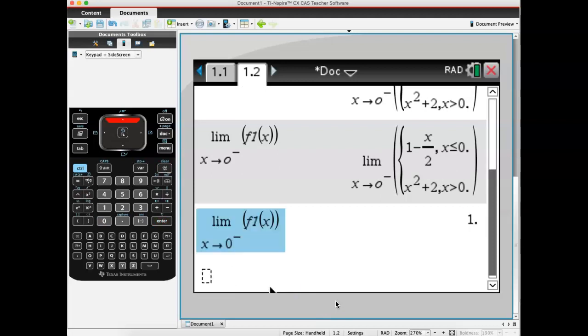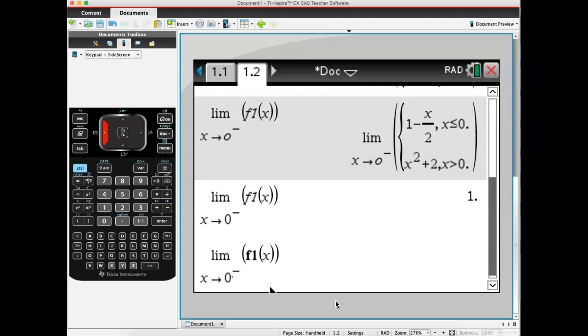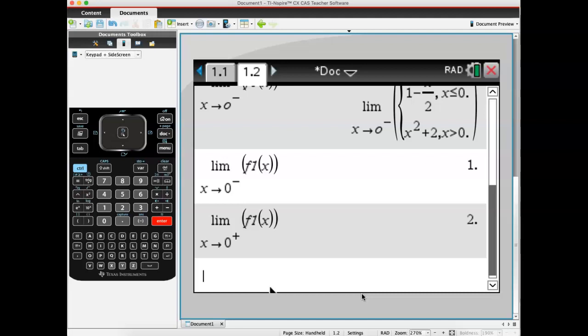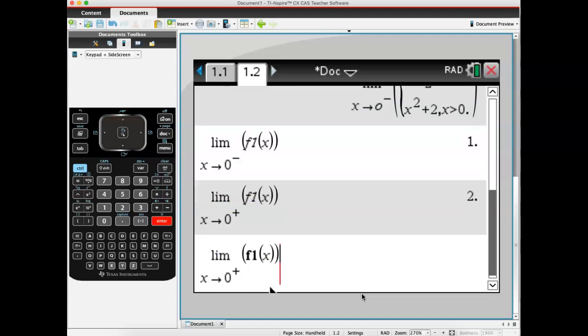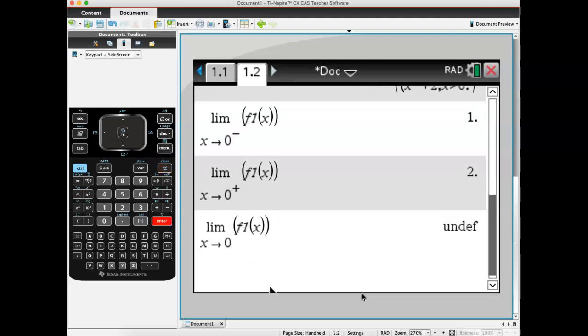Well, if I wanted to find that same limit, I can toggle up and grab it. But if I wanted the right-sided limit, I'm going to get rid of that, and I'm going to put a plus there. Okay, and then we found that limit to be 2. And if I needed to find the two-sided limit, all I would do is I would grab that same thing and I would toggle back, and I'd put no superscript in there, and I'd find the two-sided limit. We found this does not exist because the left is 1, the right is 2. Therefore, those limits do not come together. So that limit is undefined, basically telling us it does not exist.